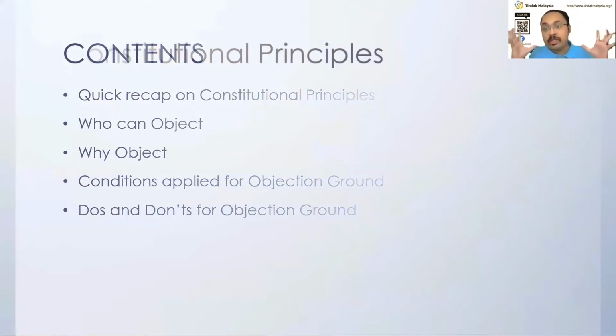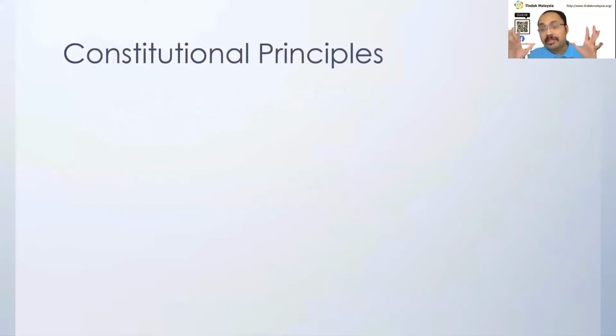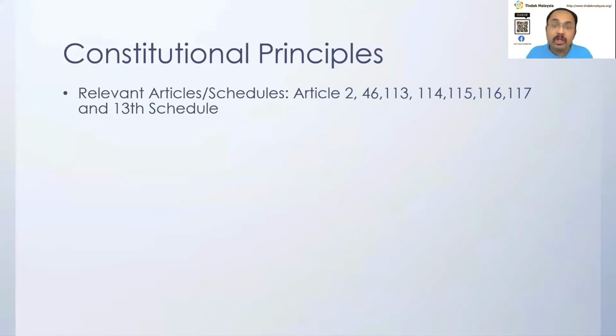Okay, let's recap some of the constitutional principles about redelineation. This is just a quick brief. We are not delving too much into this because that requires a separate presentation of its own. If you read our constitution, the various articles relating to or influencing electoral boundaries are found in Article 2, relating to the state boundaries and adding new states; 46, the number of seats for the Dewan Rakyat; 113, the start of the election section; 114, 115, 116, 117, and also the 13th Schedule. The 13th Schedule outlines how an electoral boundary should be drawn for every constituency in this country.